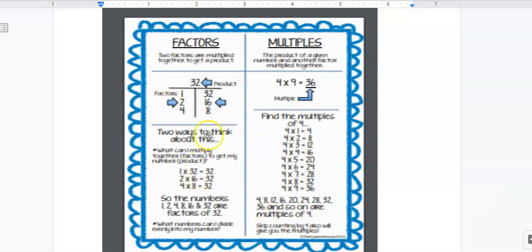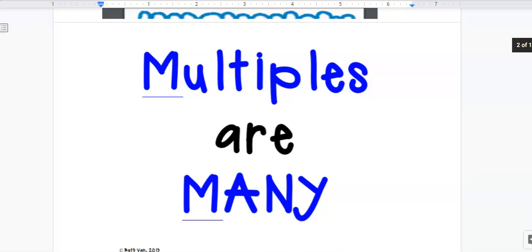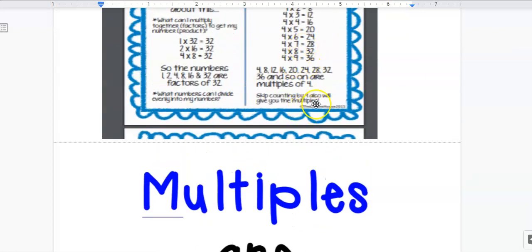Factors are different. They are smaller. There's a smaller amount of them because they are the only numbers that can go into whatever number you're looking at. Like this one was 32. Only numbers that can evenly go into 32 are considered factors. All right, I'm going to show you another little thing here. It says multiples are many, and we saw that, right? This can keep going and going because you can keep multiplying things by 4. You can even multiply 4 by 36, right? They can keep going. They're bigger and bigger.